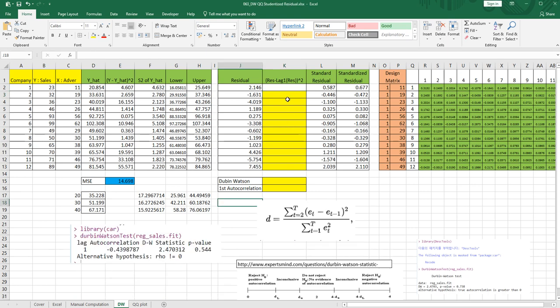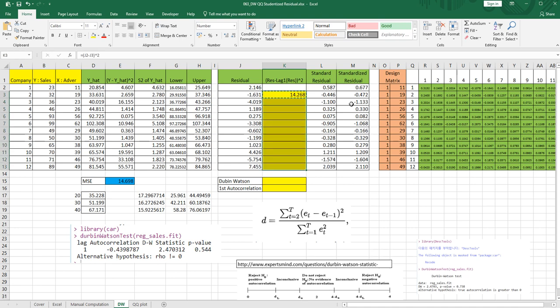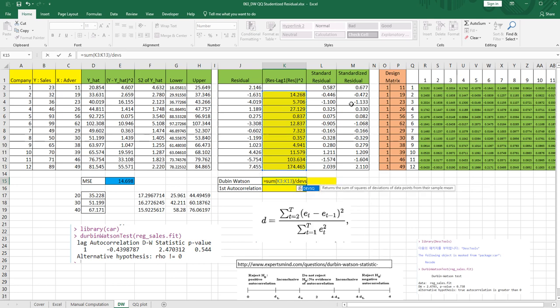Right, so I added one more column here. This is the Durbin-Watson statistic. So we need to calculate residual minus lag 1 of residual and square it. Alright, and for the numerator part, sum of all values and divide by the VSQ. This one.